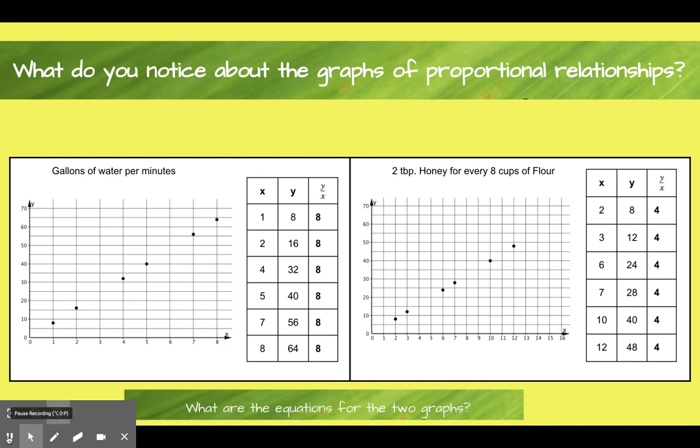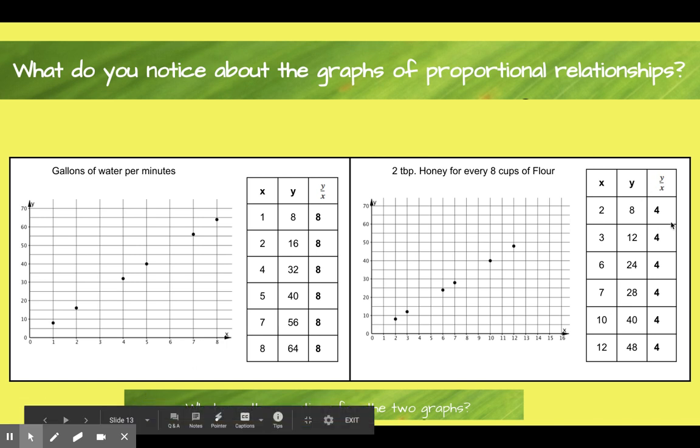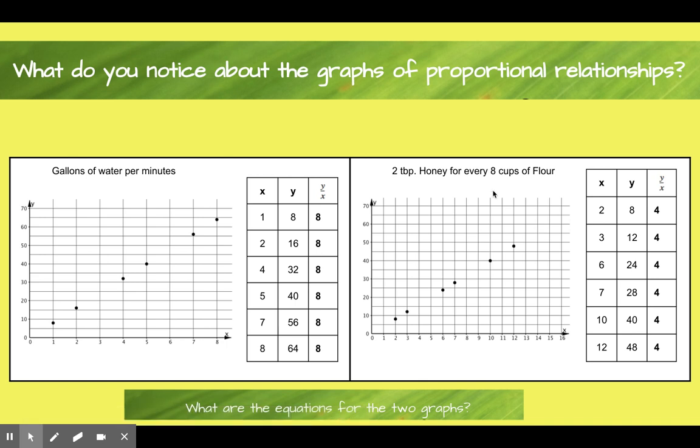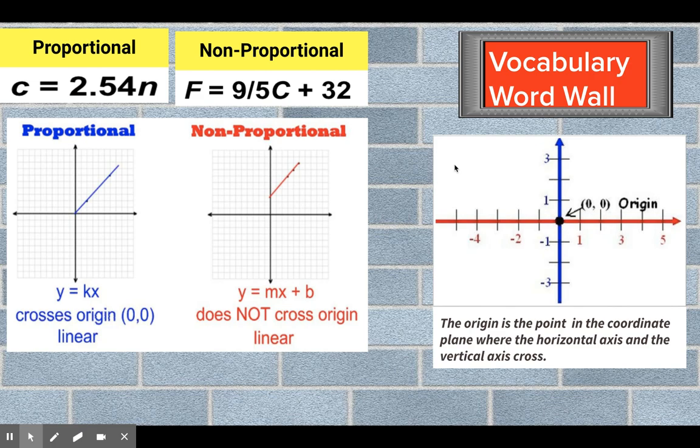Okay, so the answer is y equals 4x. The constant of proportionality here is 4 when I found the quotient, so the equation is y equals 4x.